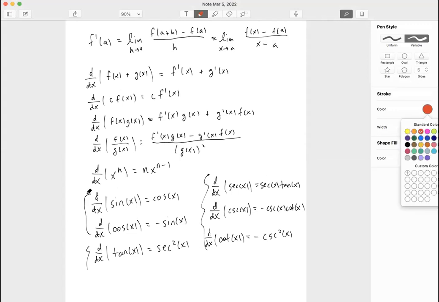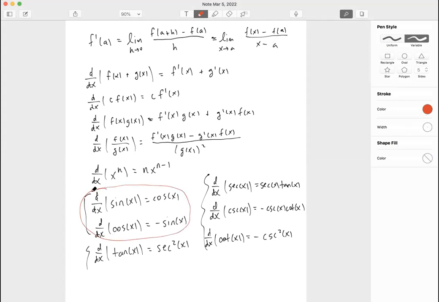On memorizing those, yeah, these definitely should be memorized. The derivatives of sine and cosine should be top priority. The other ones, I think it's still good to memorize, but you can derive them through the quotient rule. So if you forget, you could just use the quotient rule to double check.